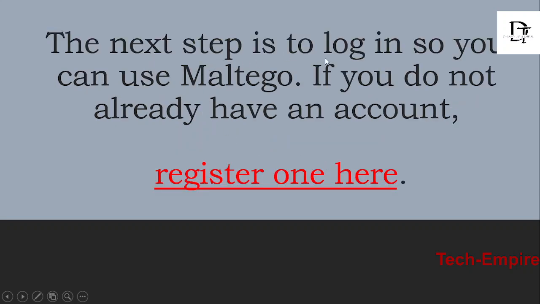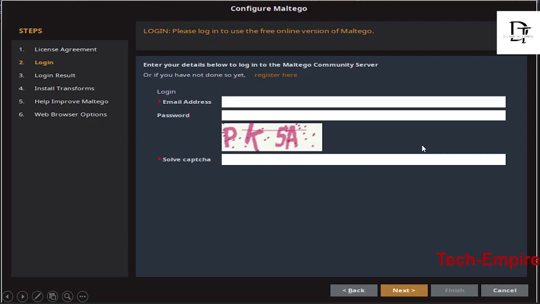Then the next step is to log in so that you can use Maltego. That means you must create an account. So you see register one here. If you don't have it, you just click on register, input your password, your username, any details it asks from you. So just try to input some valid information. Now, to log in, it will ask you for the password and the email you have used. Just click on next and solve this captcha.